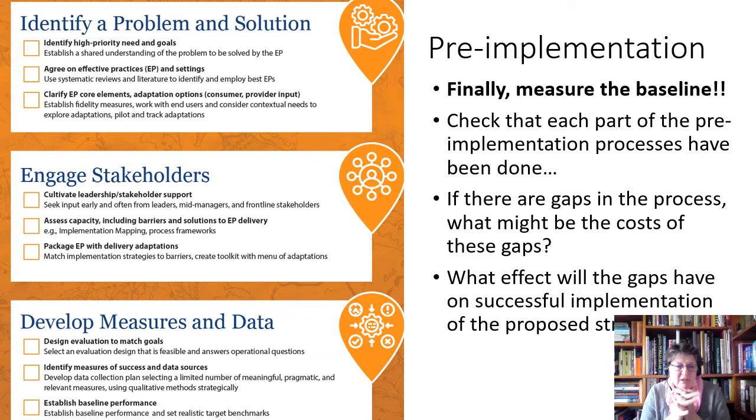The other thing I find really useful in the implementation guide is that at the end of each section it gives a checklist. So did you do that? Have you identified a high priority need and the goals? Agreed on effective practices? Clarified your effective practice core elements? Engaged your stakeholders so that they have skin in the game and will do it? Have you designed the measures?